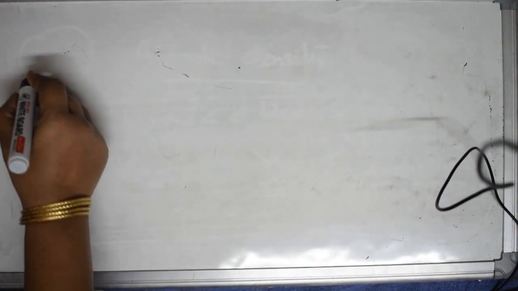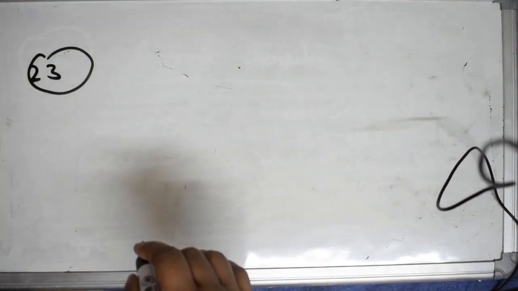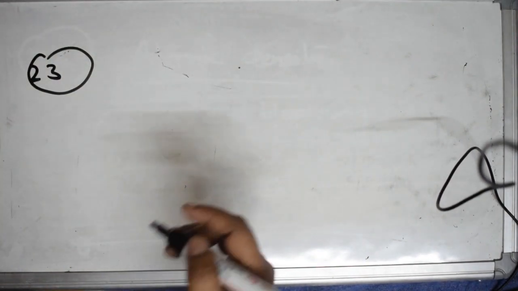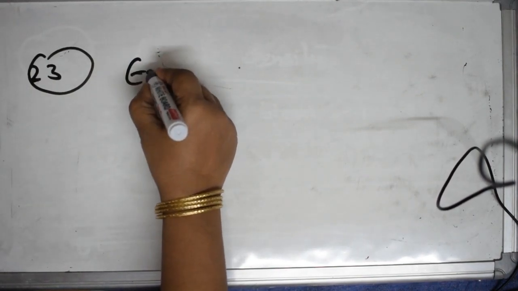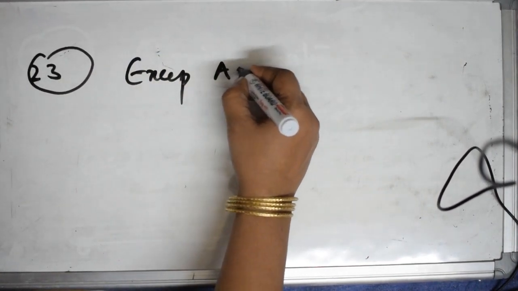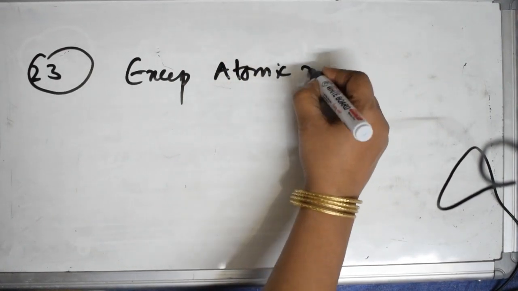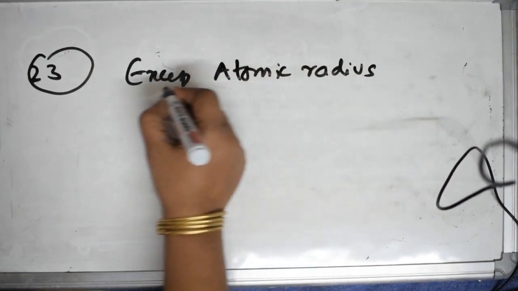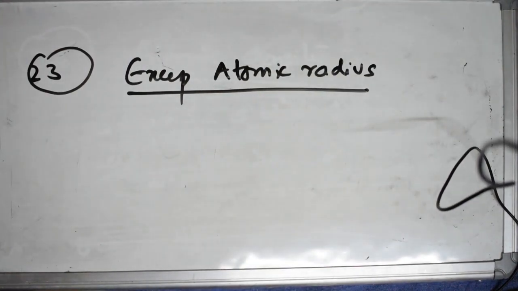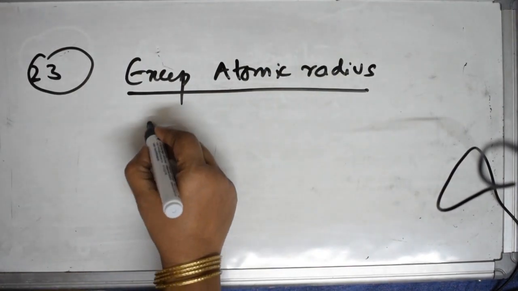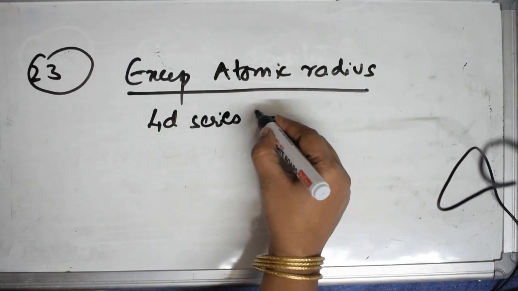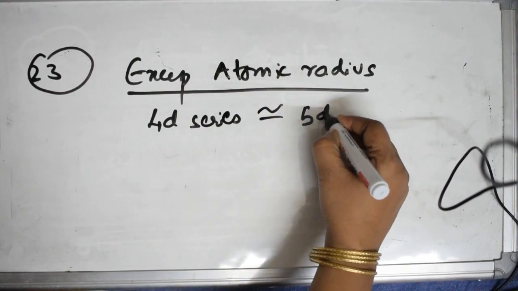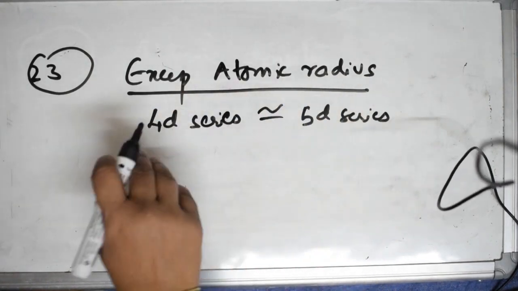Right, so in the 23rd trick, we are going to discuss an exception in terms of atomic radius. Here I am writing the exception in terms of atomic radius. So what is that exception? Remember, students, the 4d series, as you know, is almost approximately equal to the 5d series. Why? What is the concept here?